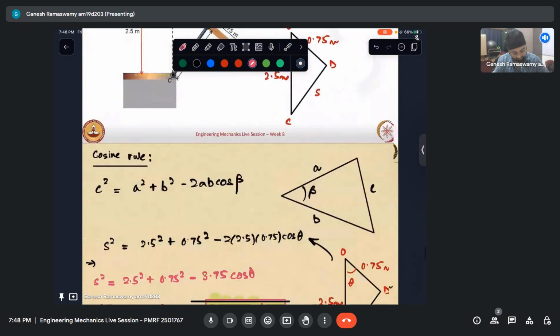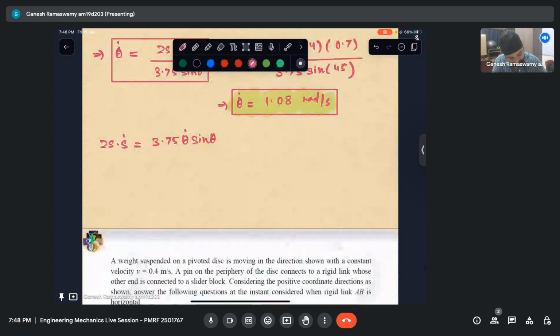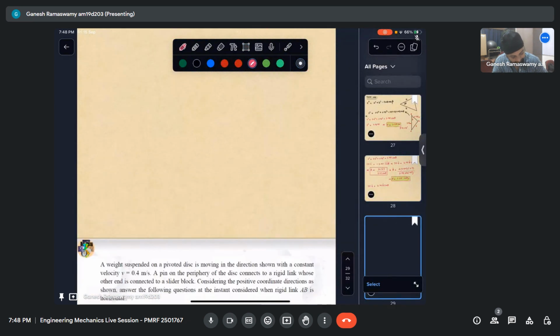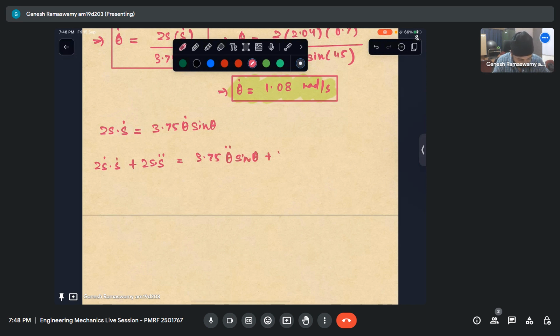So if I take this here and differentiate it again, it will be 2s dot into s dot plus 2s s double dot, which is nothing but 3.75 into theta double dot sine theta plus 3.75 theta dot squared cos theta. I have just used the product rule. Now the question gives me that s double dot is 0.